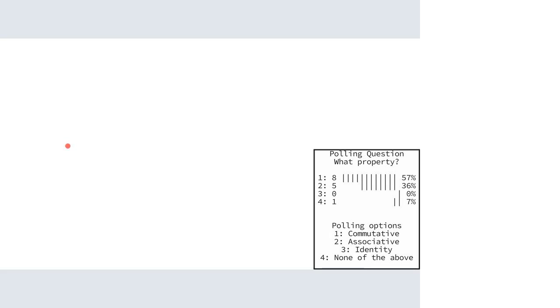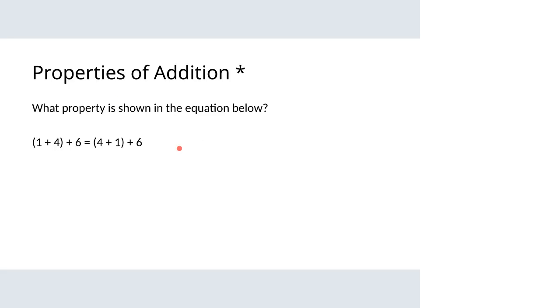Let's see what we've got. Okay, we're kind of split between commutative and associative. To be honest, that's kind of what I expected. In some ways, for right now, you might call this a trick question. After we do this, you can no longer call it a trick question. And here's what's going on here.